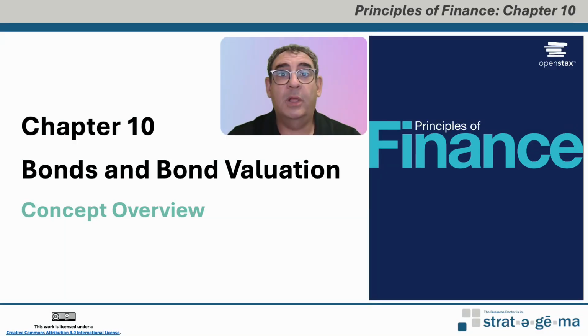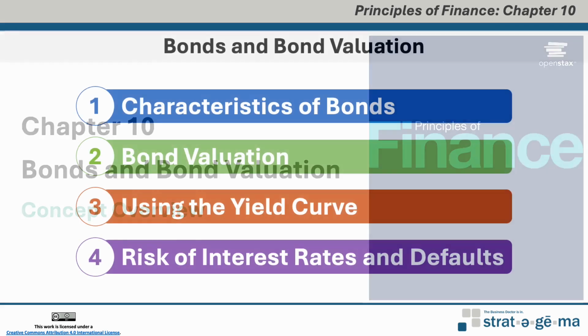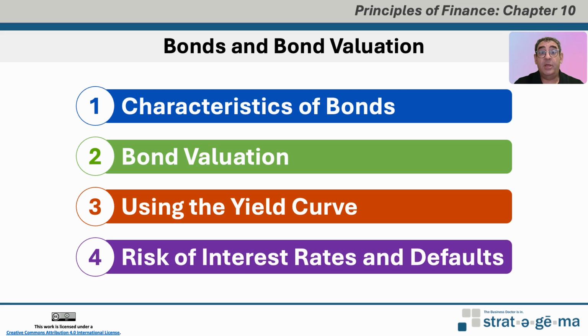All right, welcome back and welcome to Chapter 10 on bonds and bond valuation. This is the chapter where we start to put to work all of the things that we've learned in the last few chapters. The whole idea of present value relates specifically to bonds and to stocks. So in this chapter, we're going to look at characteristics of a bond, valuation using something called the yield curve, and then risk of interest rates and defaults.